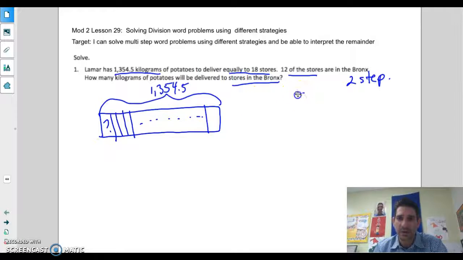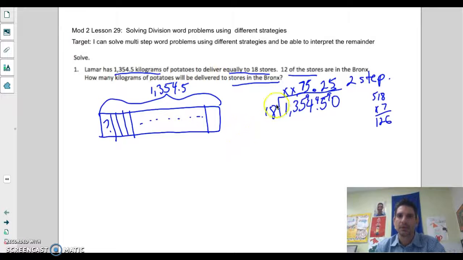So I'm going to do step 1 is 1,354.5 divided by 18. Okay? So if you want to pause me right now and do the work, you can do it. I'm going to pause it so you can do the work right now, and we'll compare answers when I'm done. Here I got an answer. So for one unit, so for one piece, 1 unit, I got 75.25 kilograms for 1 unit.